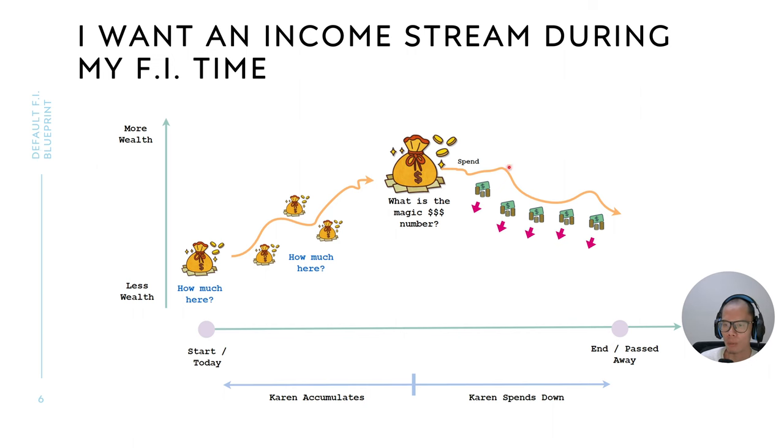It looks something like this, and this is something that you can frame inside your head. We talk about this portion, where your question will be, what's the magic number that you need to accumulate over here so that you have enough money to actually spend during this phase. This phase, we call Karen's phase of deaccumulation, or I think it's easier to understand if I say it's Karen's spending down period, spend down till before she passed away. But before that, we need to actually accumulate this amount of money.